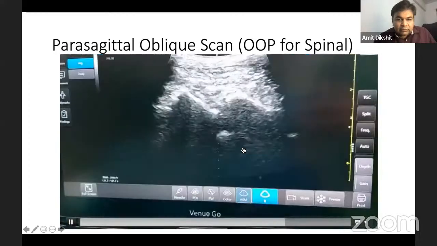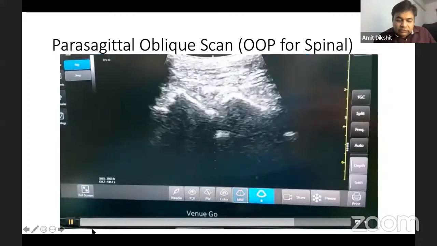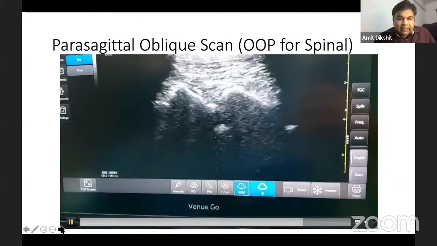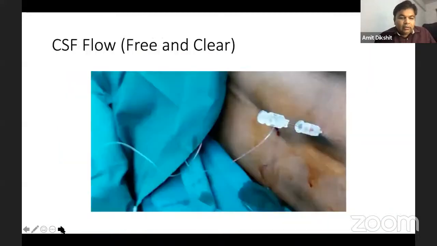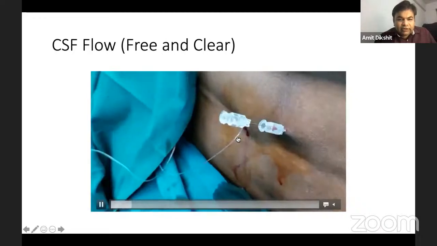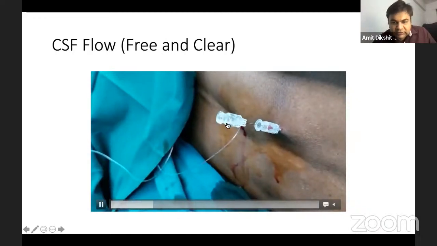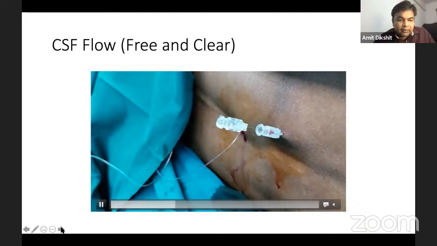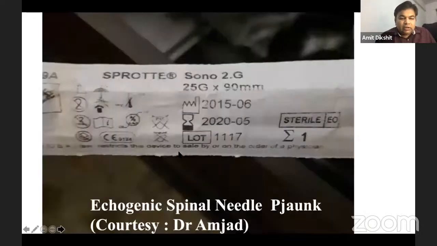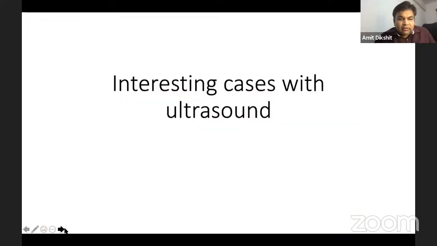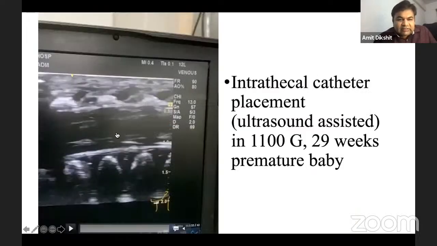So you can see, this was a 25 gauge Whitacre needle. Once you tend to see some amount of introducer and then the spinal, you can see the CSF is coming up. Now, this was courtesy of Amjad, who shared with me that echogenic spinal needles are nowadays available with Mayank, and you can have it if you are interested. There are just one or two cases which we have done.